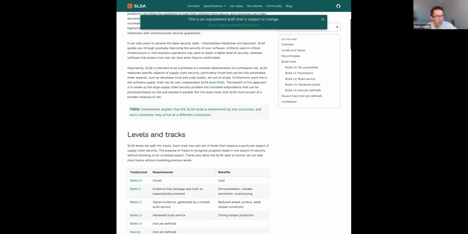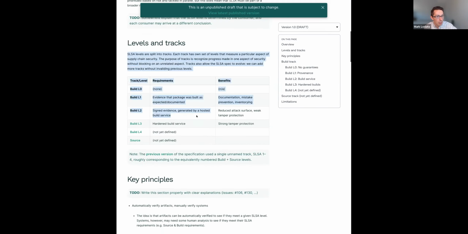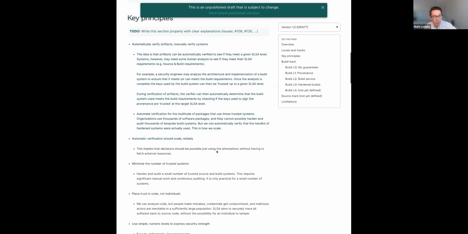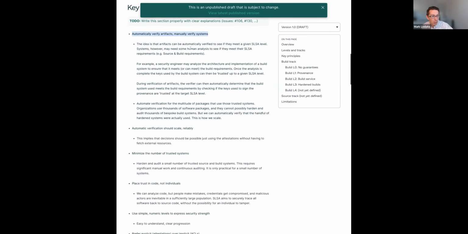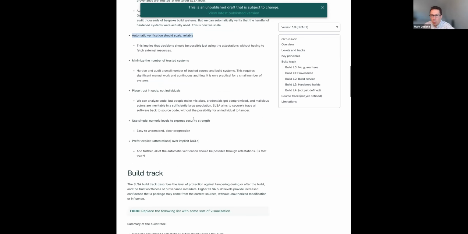I have a slightly expanded intro, a summary of the levels with requirements and benefits, and some notion of key principles that so far have been unstated, but that we've talked about a lot verbally and in comments: automatically verifying artifacts, but manually verifying systems, scalable verification, etc. I don't know if that should go in this page or a different page.